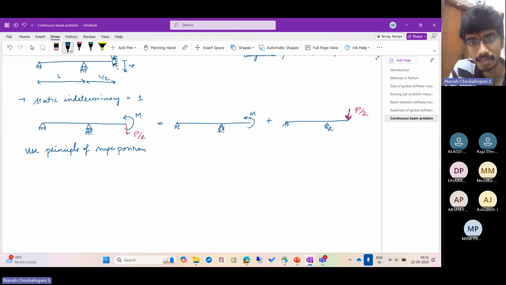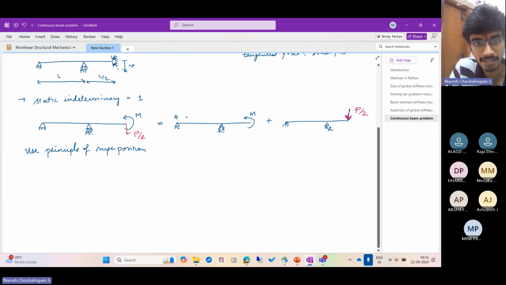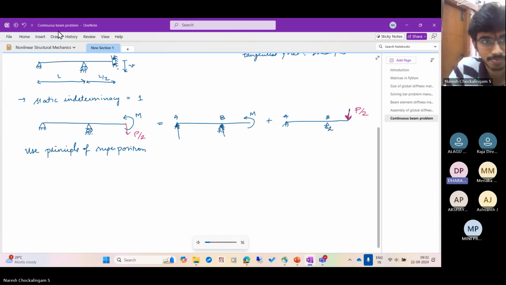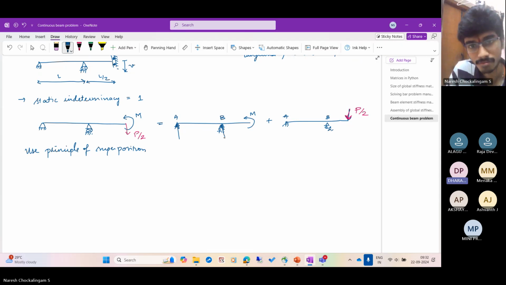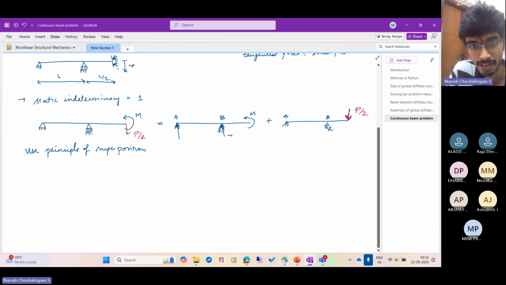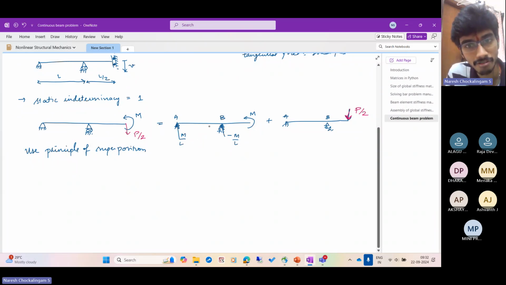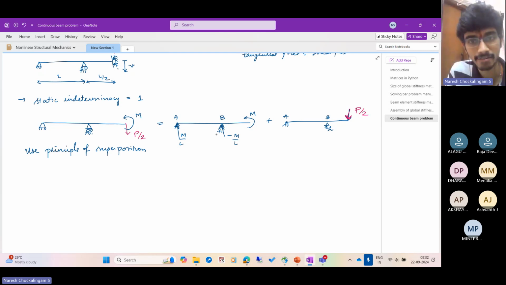What is it? So there's a moment M applied here. So what are the reactions? Let's take this point A and B. What's the reaction here? We'll start with B because it's easier. Minus M by L. Why do you say so? Minus M by L is downwards, right? Okay. Minus M by L and M by L. Perfect. So the net vertical force has to be 0 and the net moment has to be M counterclockwise. So this is fine.